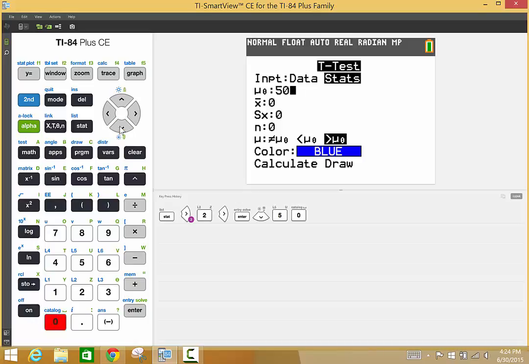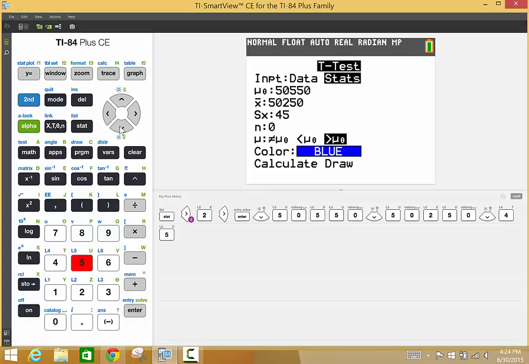And that will be 50,550. And then it's going to ask us, what is the sample mean? And that was 50,250. And then it asks us for the standard deviation for the sample, and that will be 450. And then it will ask us for the sample size, 20, and then it wants to know what is the direction of the alternative hypothesis, and this will be a two-tailed test, so we'll make sure that this entry says not equal to, and then we'll come down and hit calculate.